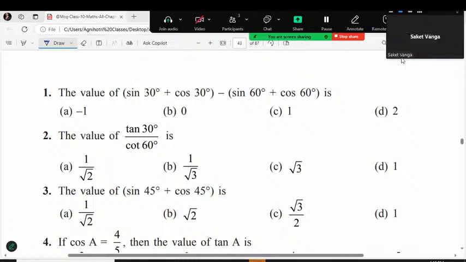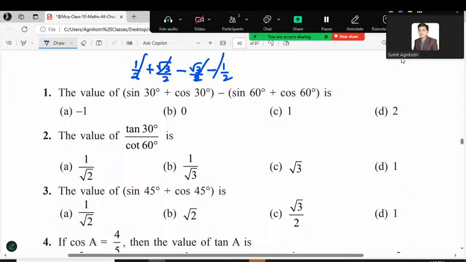So what do you say? Sine 30, do you know it is half? Yes, sir, sine 30 is half. And cos 30 is root 3 by 2. Sine 60 is root 3 by 2, and cos 60 is 1 by 2. They all got cancelled actually. Is your answer 0?